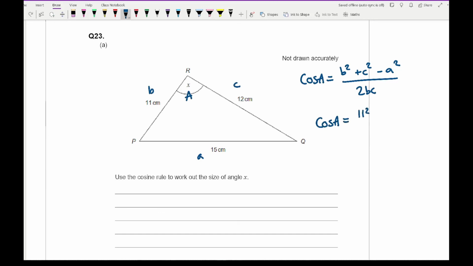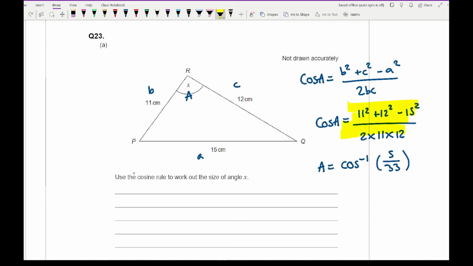So I've got cos A equals 11 squared plus 12 squared minus 15 squared, all divided by 2 times 11 times 12. That fraction could equal a negative number, which I don't think it does, so it should be okay. So A equals the inverse cos of 5 over 33, which is what this fraction simplifies to, and then I get A, in other words x, is equal to 81.3 degrees.